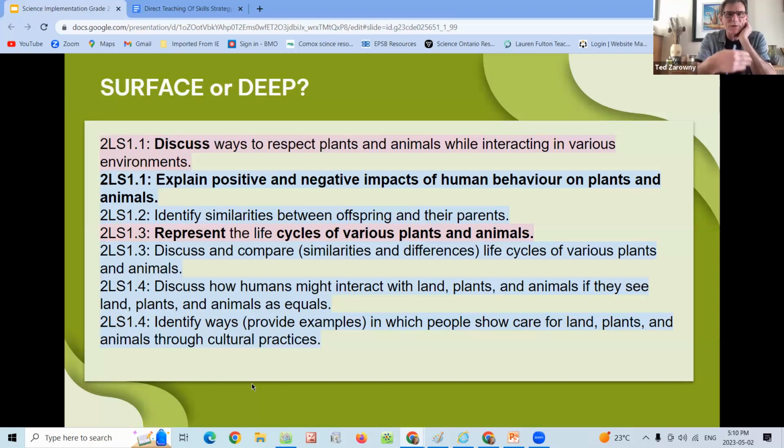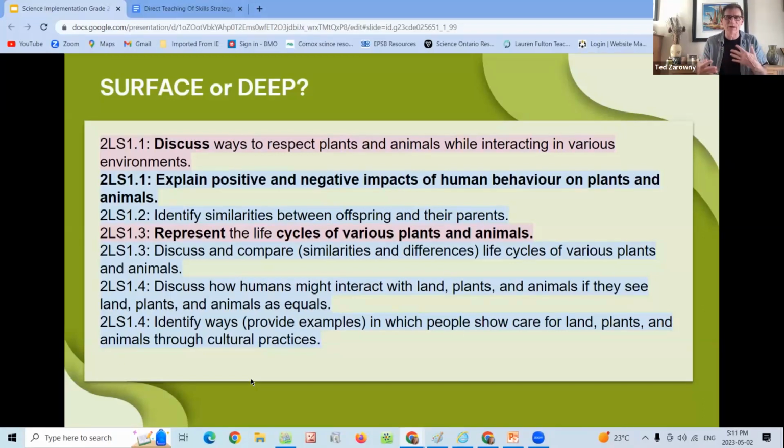Because when you think about it, when you discuss ways for plants and animals while interacting in various environments, you're going to give them a new context and say, in this context, how can we respect the plants and animals while interacting here? Or it may be a surface level thing. If we're going to go out in nature, what are we going to do to respect plants and animals? It could be a recall thing or so on, depending on how you phrase it.